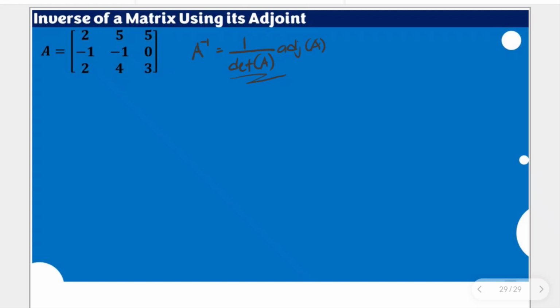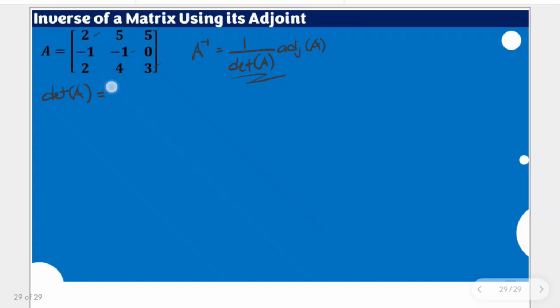The determinant of A is the process of multiplying all the entries in this manner until we return here. It would be a little bit confusing, so let me just not write it here, but this would be the value of the determinant of A, or this is the process. Let's start with 2 times negative 1 times 3.